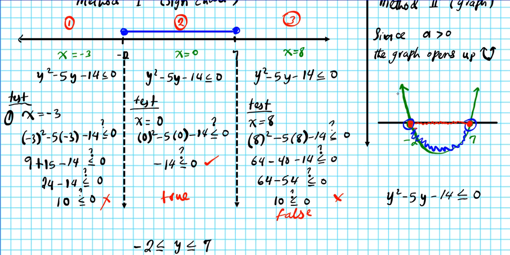If it were greater, we'd pick the outer part. But since it's less than, we're going to pick the inner, because that is where the graph is beneath the x-axis. So negative 2 less than or equal to x less than or equal to 7 is your answer, because over here the graph is less than or equal to 0. Alright, so that's another way to solve the problem.